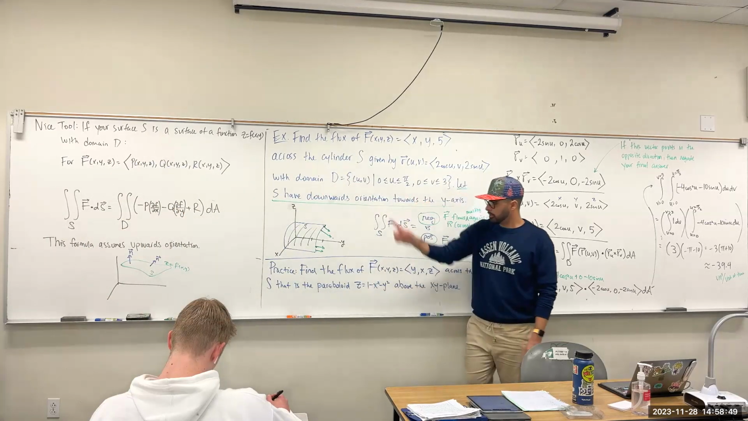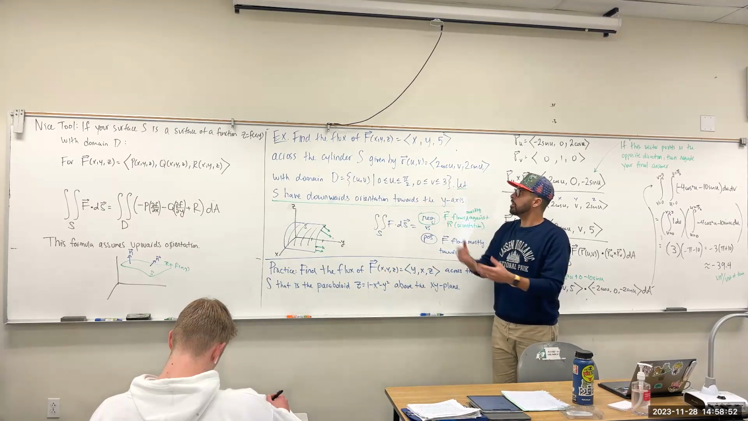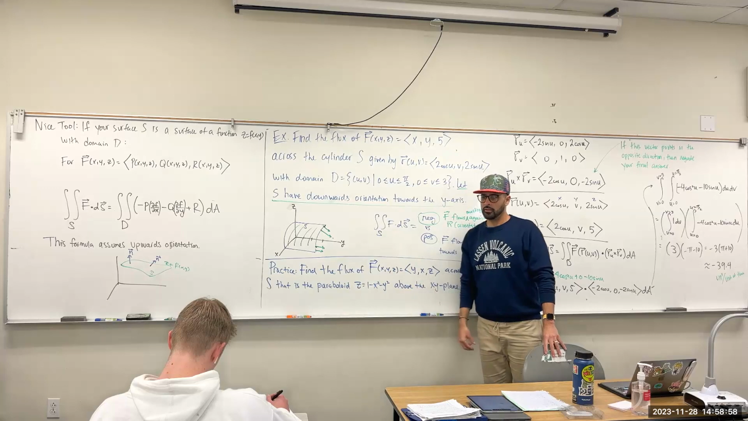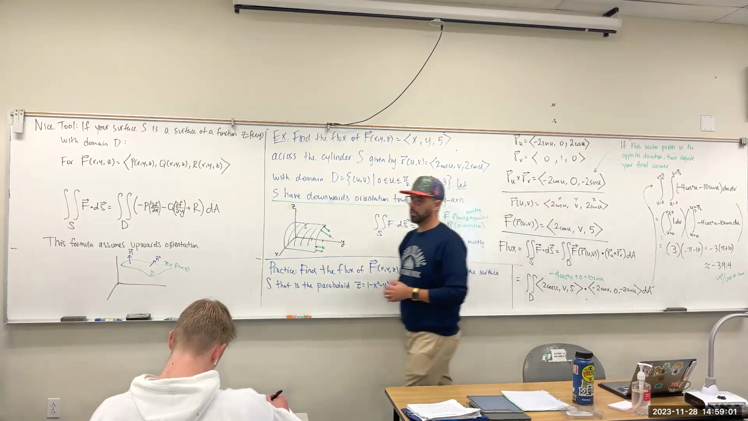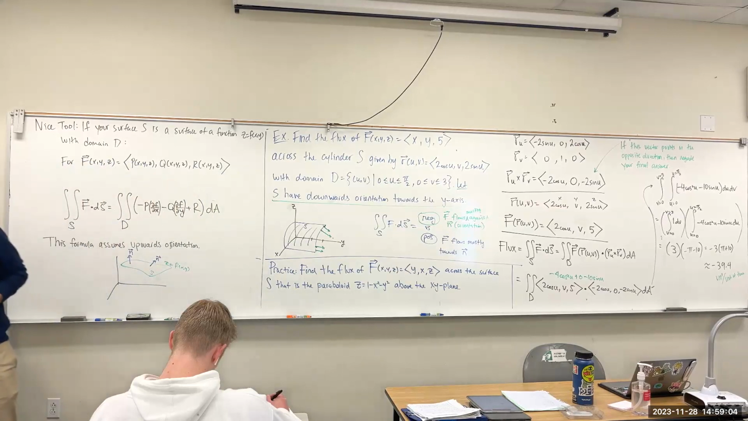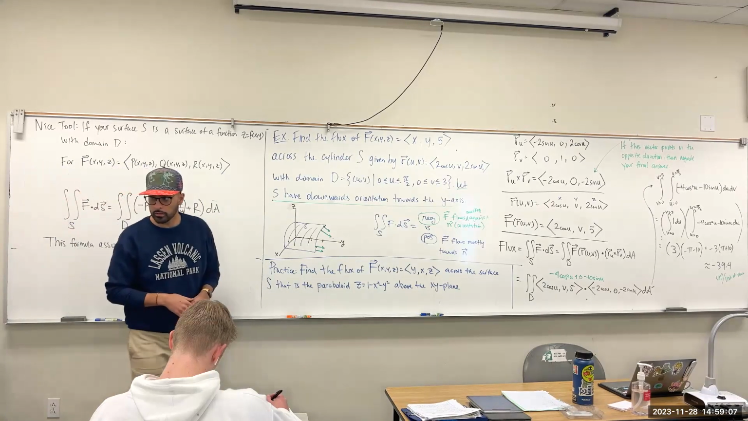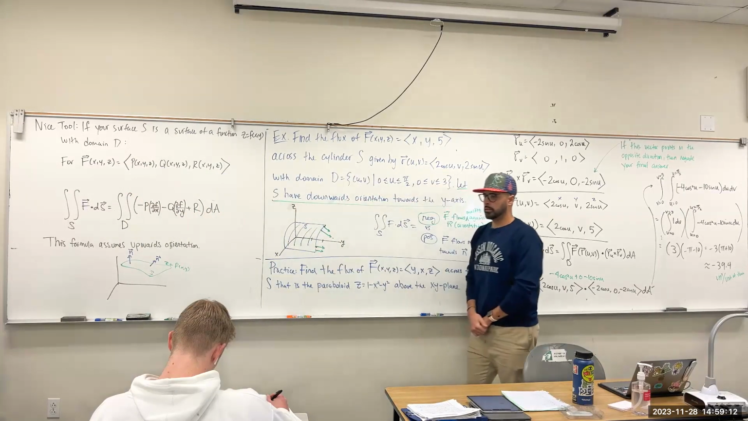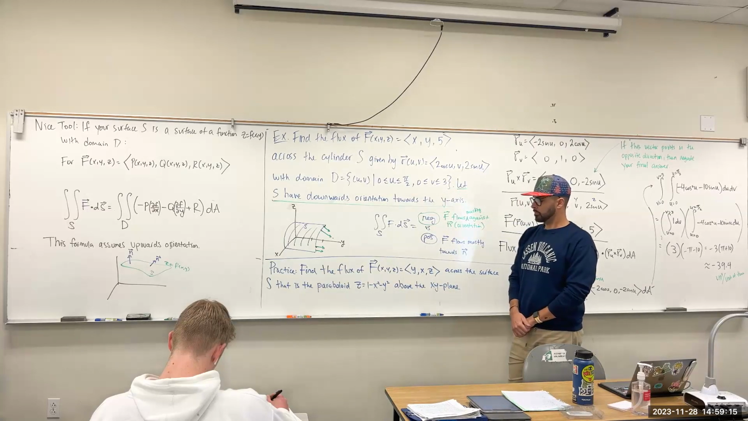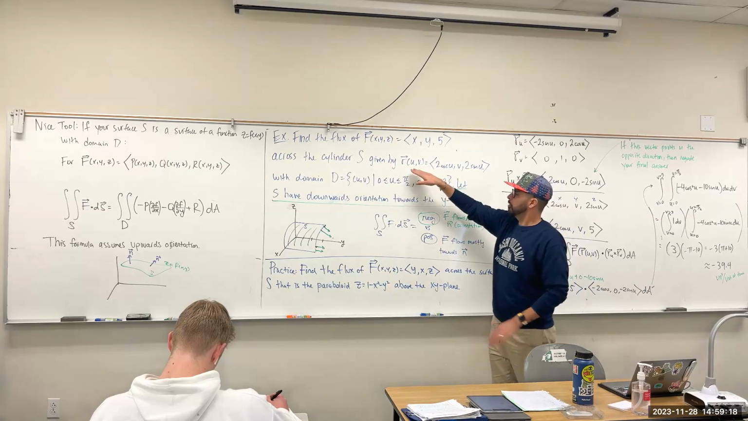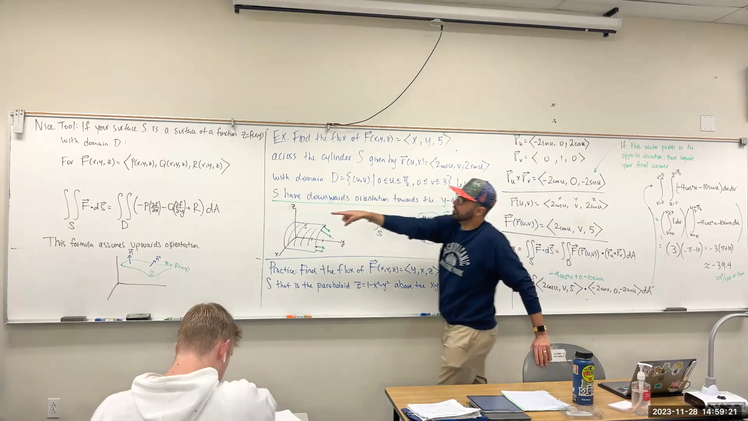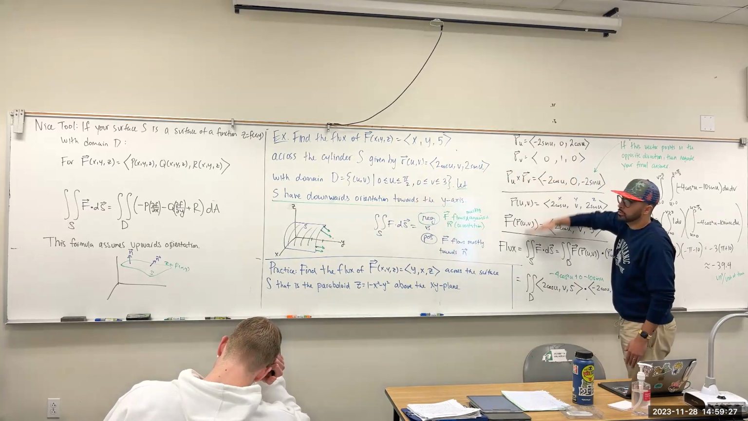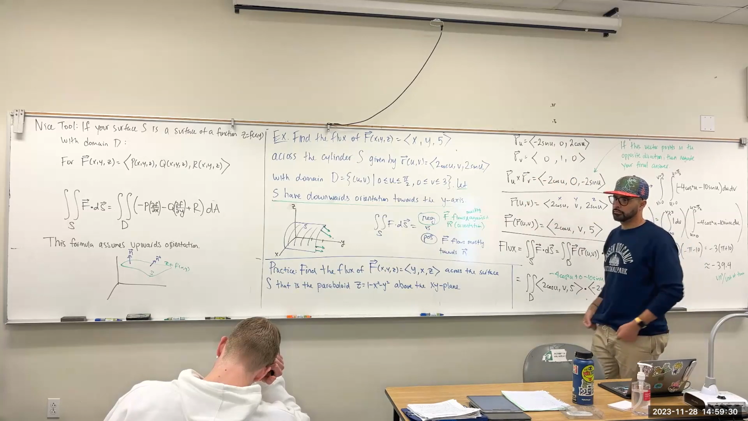If you couldn't use that, then you would have to create your own parametrization, which are the type of homework problems at the end, where you have to create your own parametrization. If you can't use this, then you have to create an r, so that you would then do this and then do this.